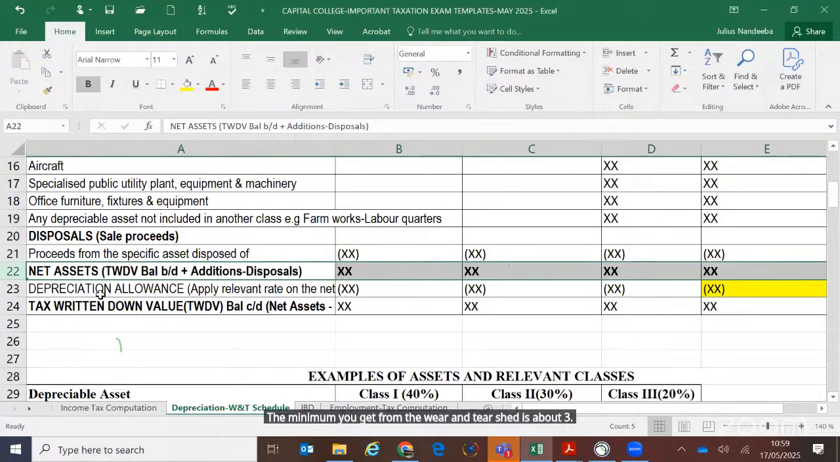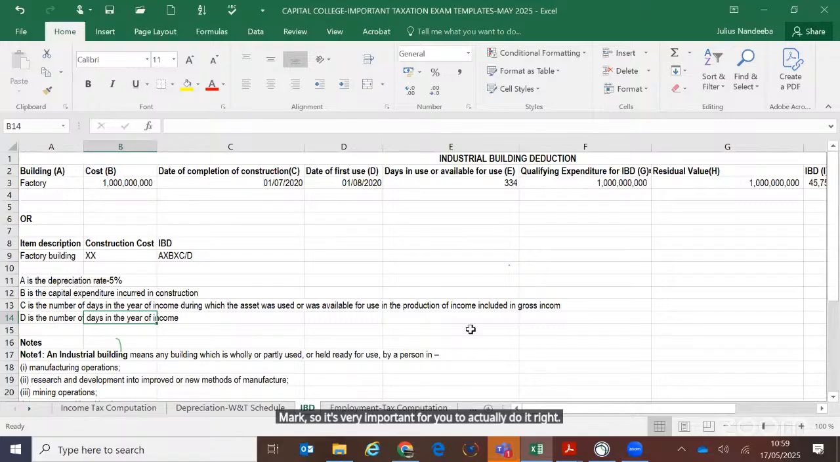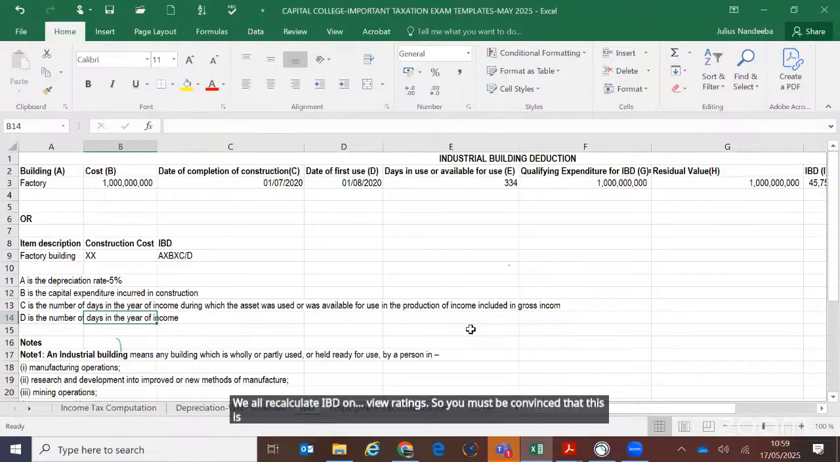So it's very important for you to actually do it right. Finally, under number 1 is IBD. I need to emphasize, we only calculate IBD on buildings. So you must be convinced that this is a building.